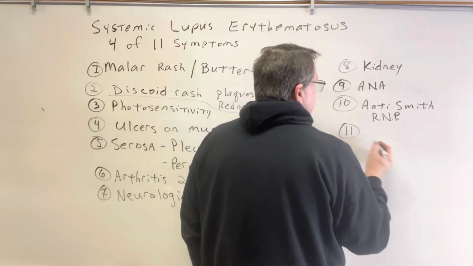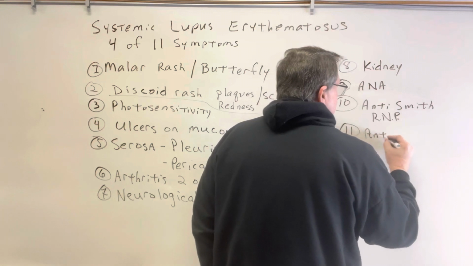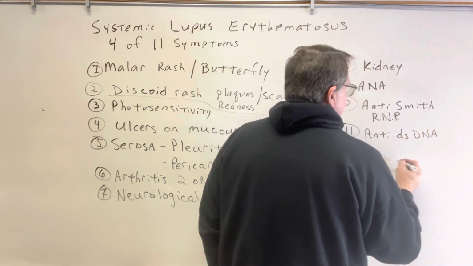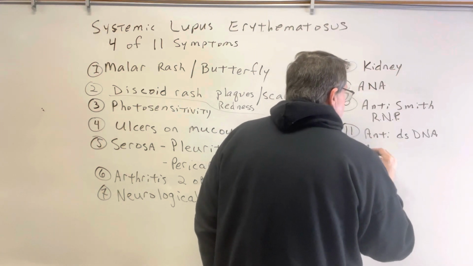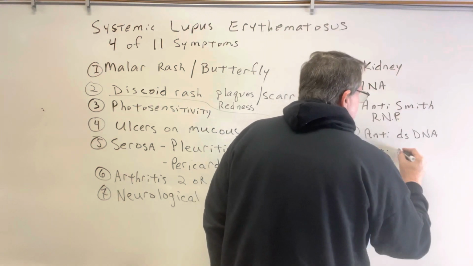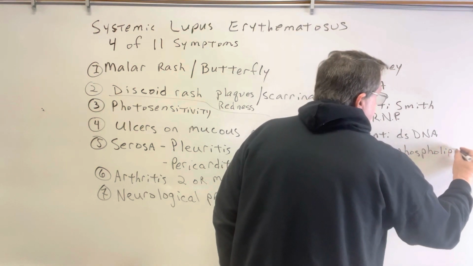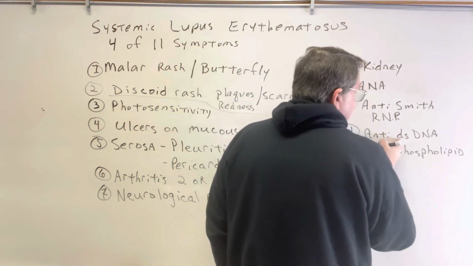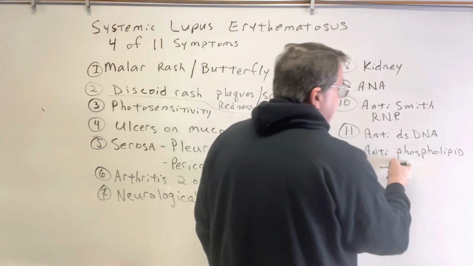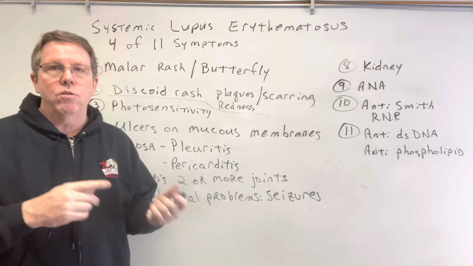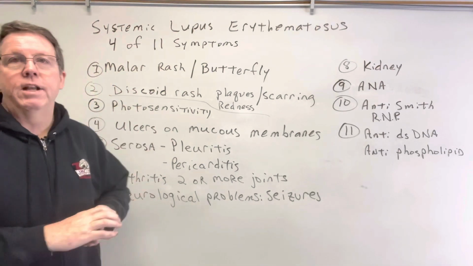And then you can also get anti-double-stranded DNA antibodies and anti-phospholipid antibodies. So this is obviously going to be if you do blood work, okay? So you're going to have antibodies that are against double-stranded DNA and against the phospholipids. So that's basically the type of test you're going to do to see if someone has lupus.